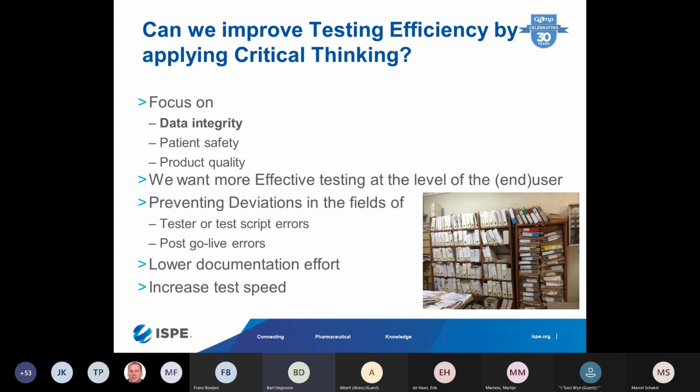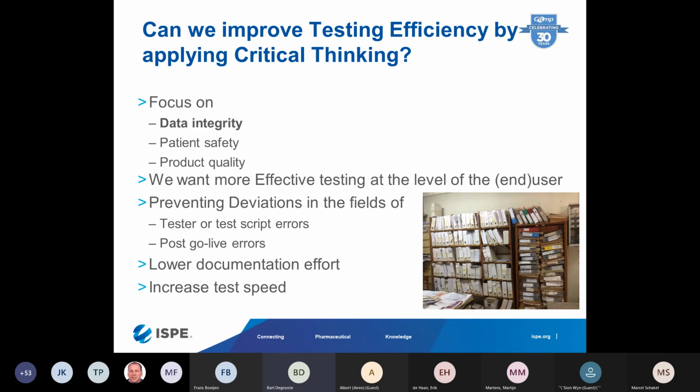Besides of that, we want more effective testing. So we want to test and to look if there are issues or errors in our features or in our system. Therefore, we really need to know what we test and how we will test it. Next to that, we also want to prevent deviations in the field or of the tester or test script errors. So it means we want to find the errors in the application, in the software, but we don't want to document errors produced by the tester or due to the test script error. Because of this all, we also want to lower documentation effort.